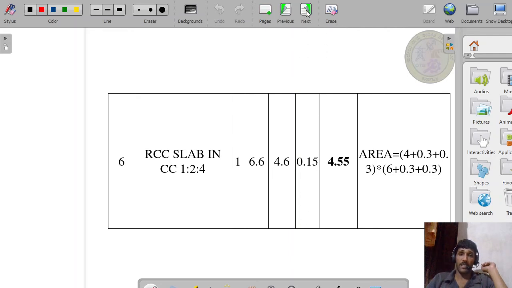Okay, these are the main three items we discussed in this particular class, and the remaining items in detail we will discuss one by one in the upcoming sessions.